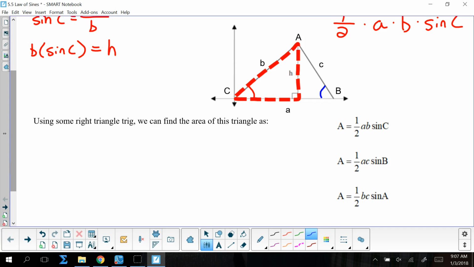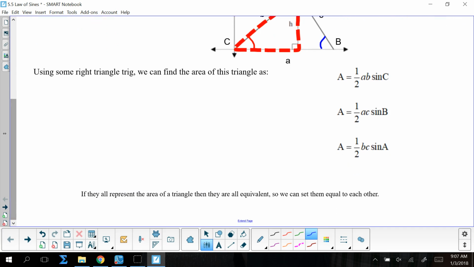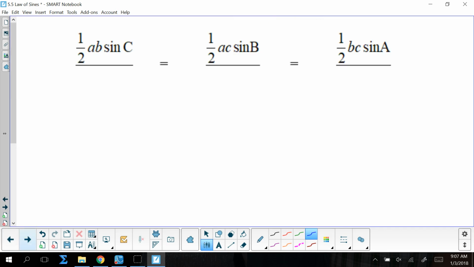Okay? So, those 3 all represent the area of the same triangle. So what do I know about those 3? They're what? They're equal. So all 3 of those are equal to each other. Okay? They're all the same triangle. They all represent the area of the same triangle. We didn't change the shape of the triangle at all. So all 3 of those are equal to each other. Boom! They're all equal. Right?